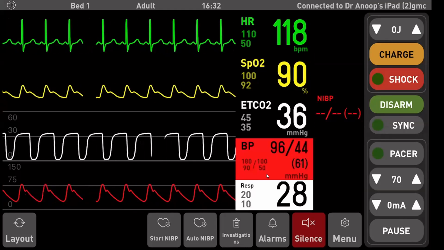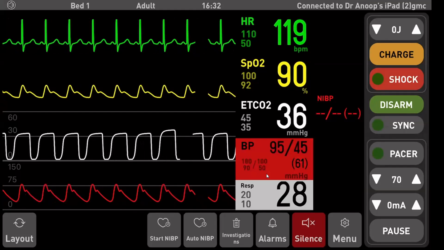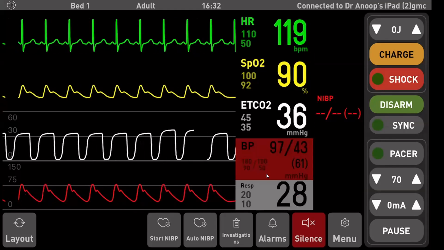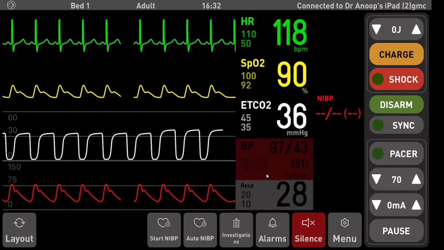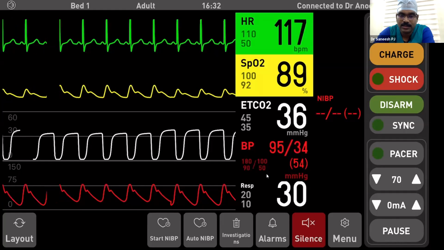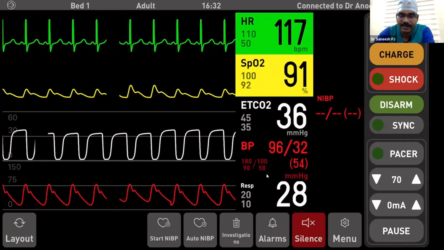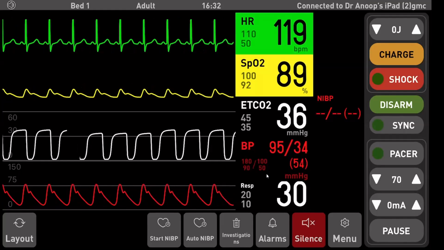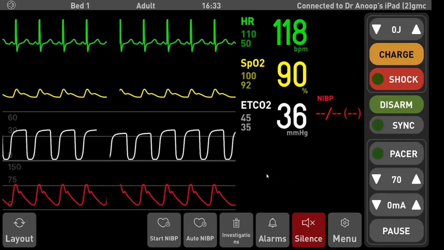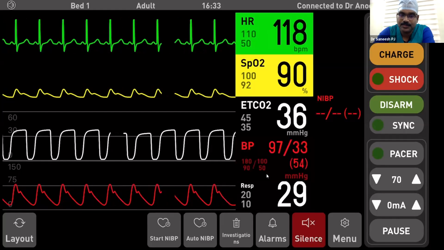So still MAP is on the lower side only. Now I can increase the noradrenaline still further, sir. How much should I increase? It's already 10. 15 ml, sir. Okay, 15 ml. Yes, sir.